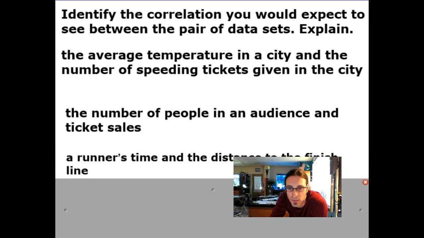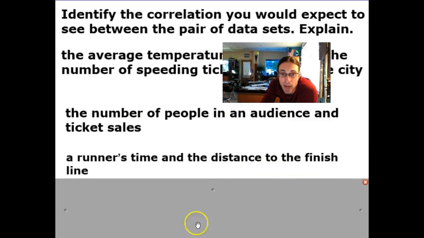All right, try this one. I'll move my picture out of the way. A runner's time and the distance to the finish line, which means before you've even started running, you've got all the way to go to the finish line. And after an hour, you should be closer to the finish line. And after 2 hours, you better be really close to the finish line. So in this one, if you said a negative correlation, you'd be right.